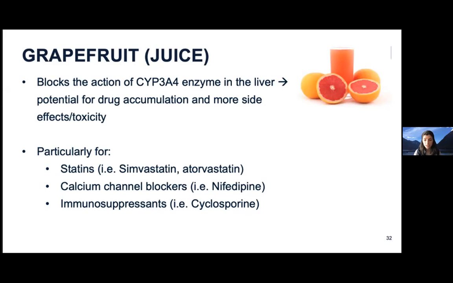And this is actually particularly true for some very common medications. So certain statins, such as simvastatin or atorvastatin, certain calcium channel blockers, such as nifedipine, and immunosuppressants, such as cyclosporin. There are multiple other ones as well, but those are definitely some of the more common ones. And so it would be recommended to avoid grapefruit juice if you're on those medications.